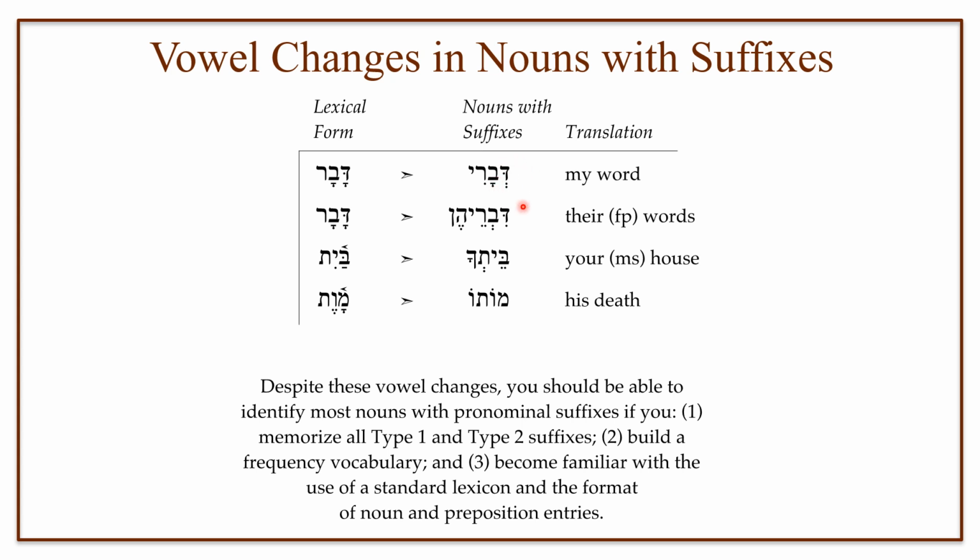There's propretonic reduction. Here you end up having two shvas at the beginning of the word, and so the first shva becomes a hirik. Here there's just a spelling change. So there are various things that happen, but don't be alarmed by them. Many of them just follow simple rules. But if you know your vocabulary well and you are becoming familiar with the standard lexicon and how these patterns work, you won't have any problem figuring out what noun you're looking at.